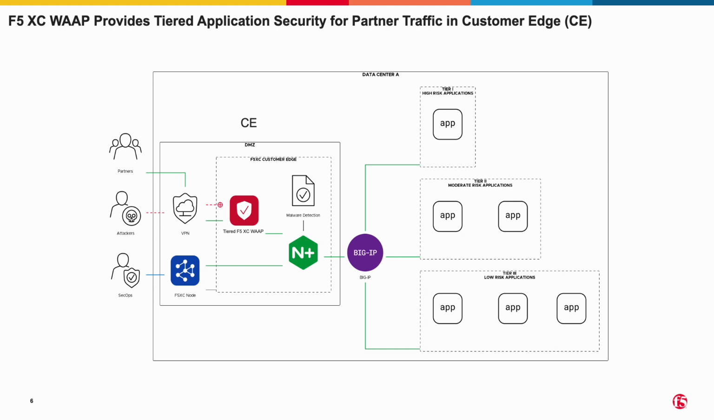Here, applications are deployed in the data center behind BIG-IP, which provides traditional application services including local traffic management, or LTM. With this security architecture, existing BIG-IP Advanced WAF, or AWAF, customers have the flexibility to continue using AWAF here and/or migrate their AWAF application security capabilities to F5 XC WAAP using the F5 Policy Supervisor.